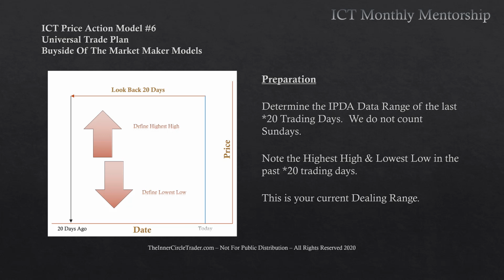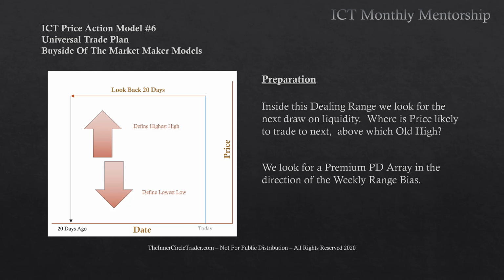But the point is, you're going to define the last 20, 40, and 60 trading days, and you're going to determine that range, the highest high and the lowest low. Splitting that range in half gives us our premium and discount PD array matrix. So we're going to be looking for primarily buying in discount ranges. Okay, inside this dealing range, we're going to look for the next draw on liquidity.